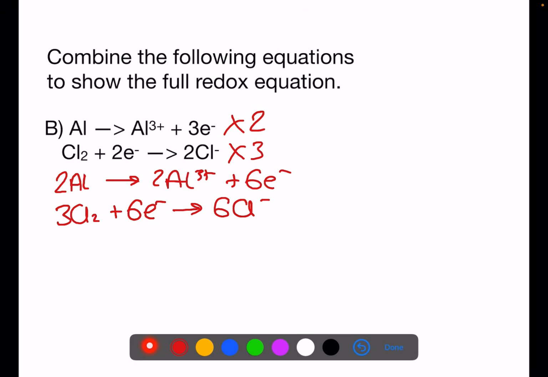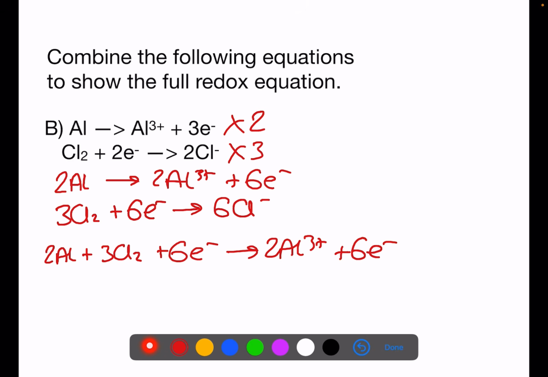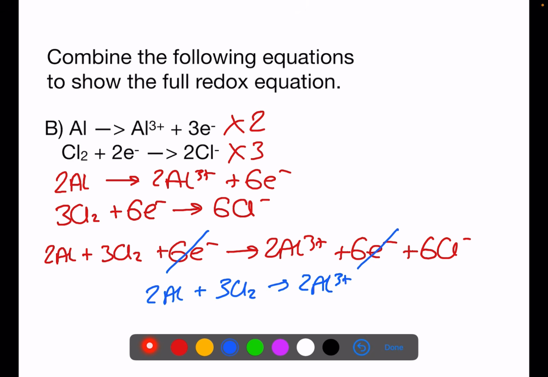We're now going to combine the two equations. We'll have 2Al plus 3Cl2 plus 6 electrons to give 2Al3+ plus 6 electrons plus 6 chloride ions, and we can now cancel the electrons and rewrite out the redox equation. 2Al plus 3Cl2 to give 2Al3+ plus 6Cl-.